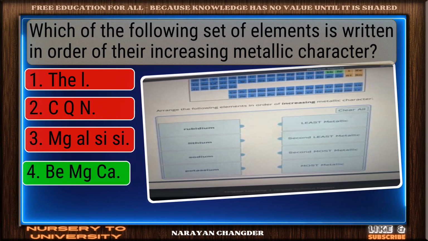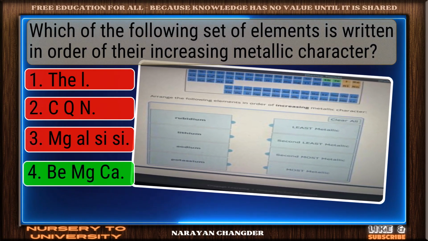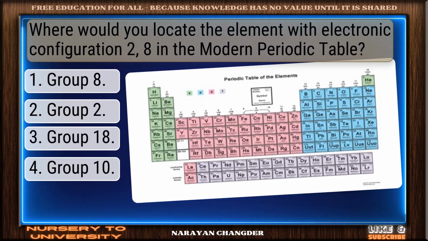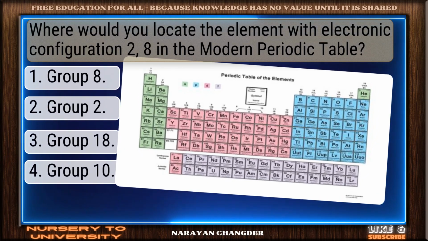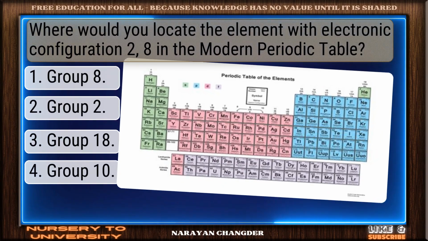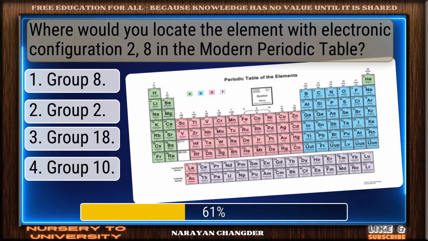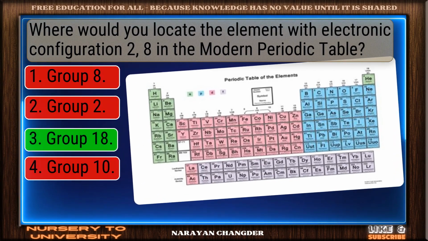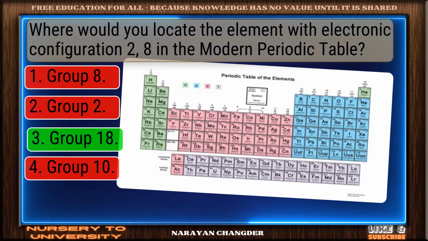Good thinking. BMGK is right. Where would you locate the element with electronic configuration 2, 8 in the modern periodic table? Sharp thinking. Group 18 is right.